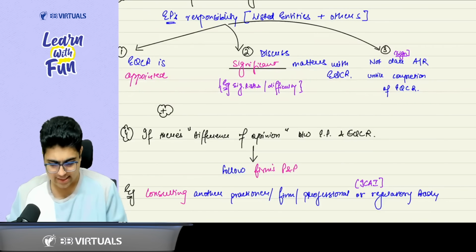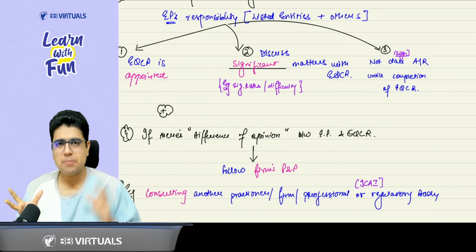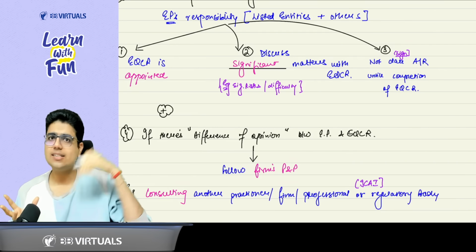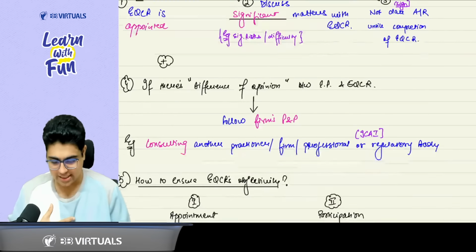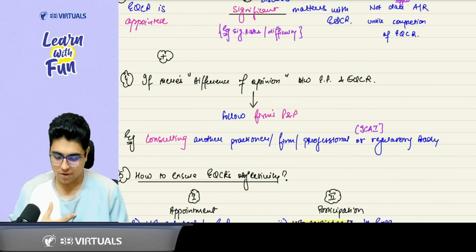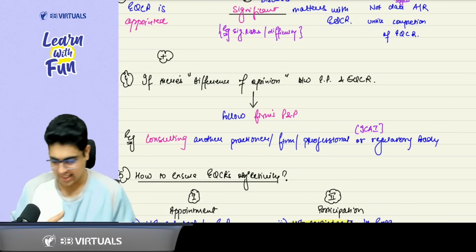Plus, sir, if there is any difference of opinion between the engagement partner and EQCR, then they will consult some third person, as per the firm's policy. So simply follow the firm's policy of consulting another practitioner, another firm, or a professional body like ICAI.